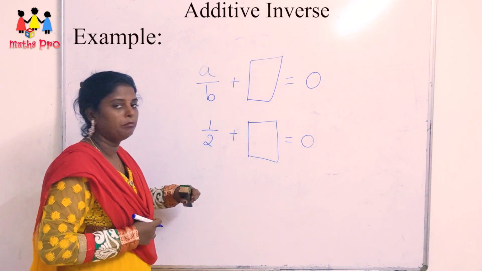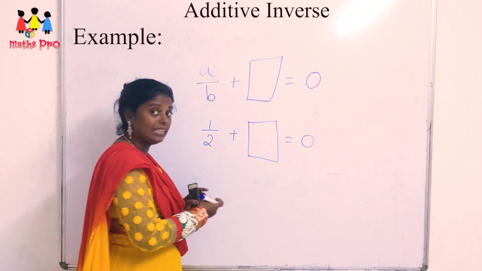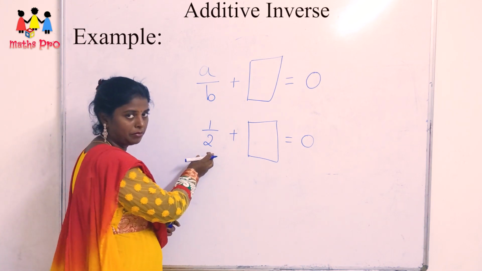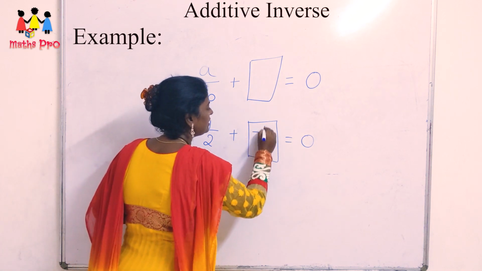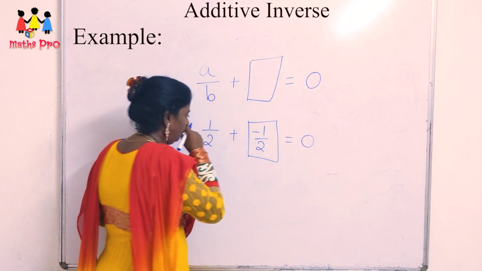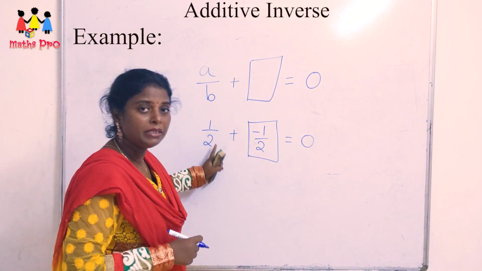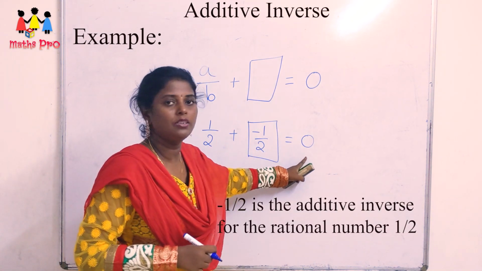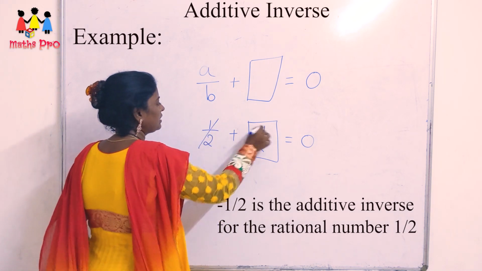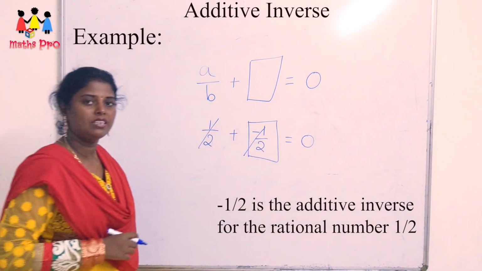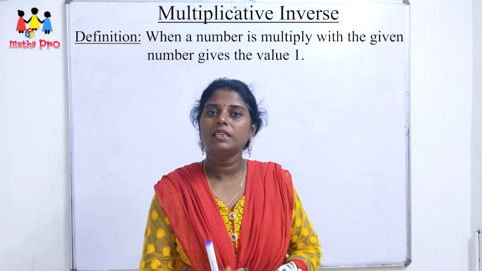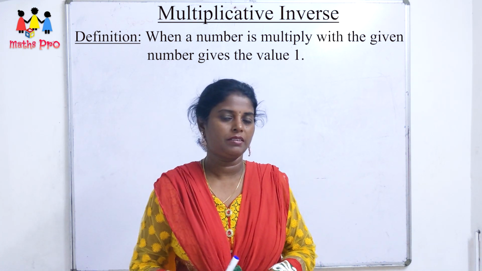So what may that number be? It is the inverse, or negative sign, of the rational number. That is, if I add 1 by 2 with negative 1 by 2, it gives the value 0. So these two get cancelled so that I get the value 0. Now we are going to discuss the multiplicative inverse property.